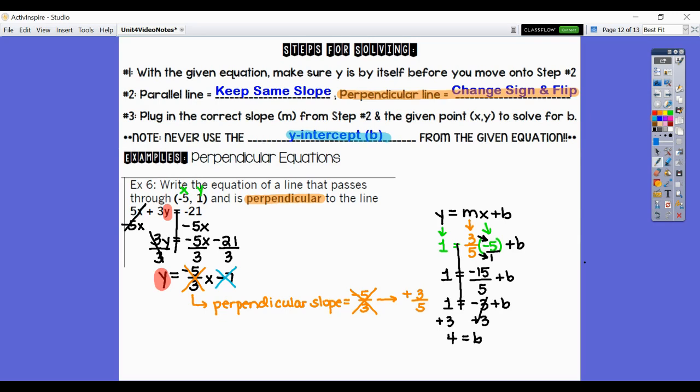For the final equation, we go ahead and write y equals. In front of the x is going to be our perpendicular slope, which is 3 over 5. And then after the x, we will have an addition of the 4 that's positive we just solved for.